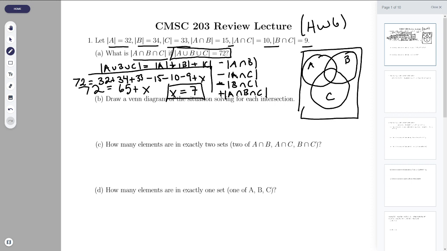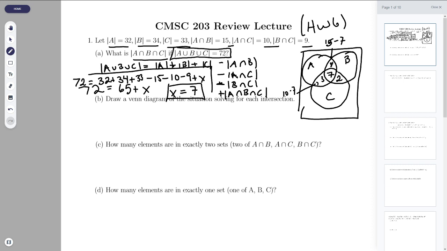Okay, so when we draw a Venn diagram of the situation, what we want to do is put the middle one in first. So we want to put 7 in the center. And then, for instance, now we want to subtract off all of these different intersections here. So we want to say 9 minus 7 is 2. For A intersection C, we're going to get 10 minus 7, which is 3. And here we'll get 15 minus 7, which is 8.